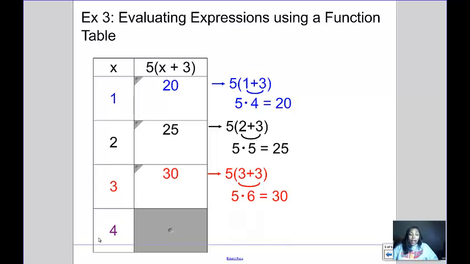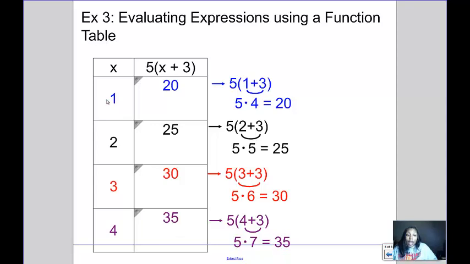And then our last value in the table, they say, well, what if x equals 4? So we're going to plug 4 into our same expression and see what that gives us. So now it's going to be 5 times parentheses 4 plus 3. We'll do the parentheses first, 4 plus 3, and that gives us 7. And then we'll do 5 times 7, and it gives us 35.